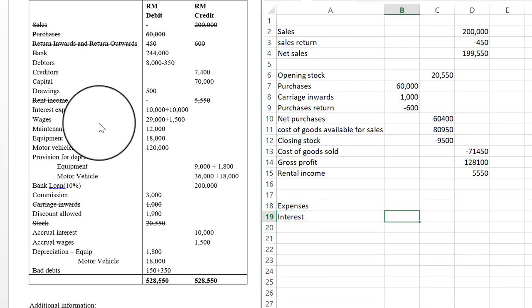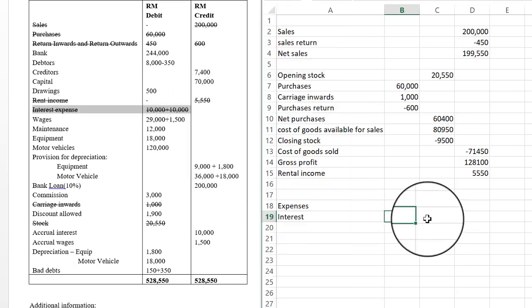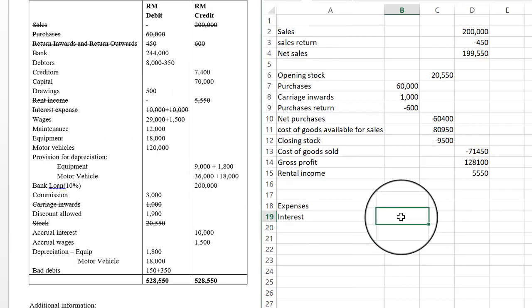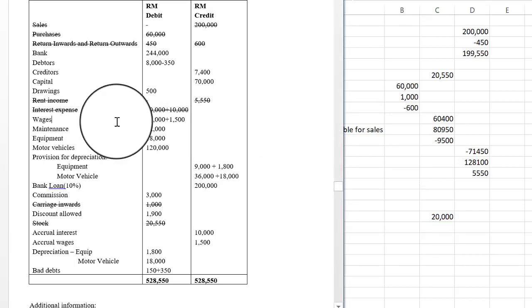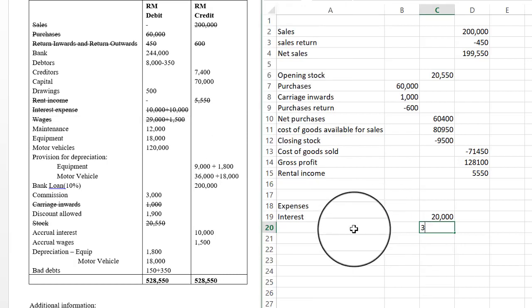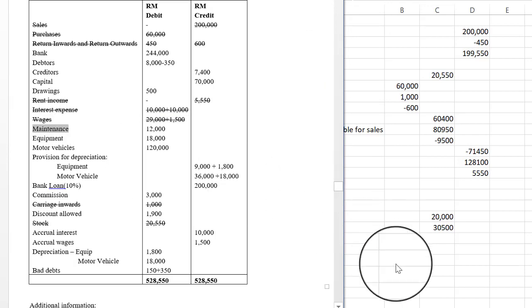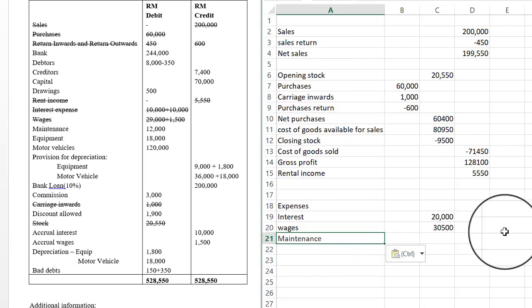Now interest expenses, if you look at here, your total interest expenses will be 20,000. So now credit 20,000. Then your wages, total wages expenses will be 30,500. So this is your wages. Next your maintenance. So this is your maintenance expenses. It's 12,000.